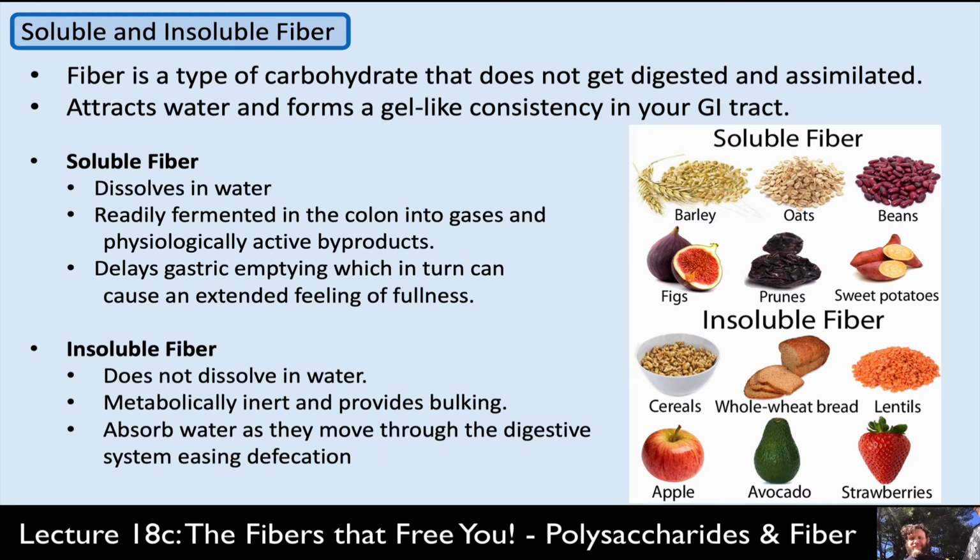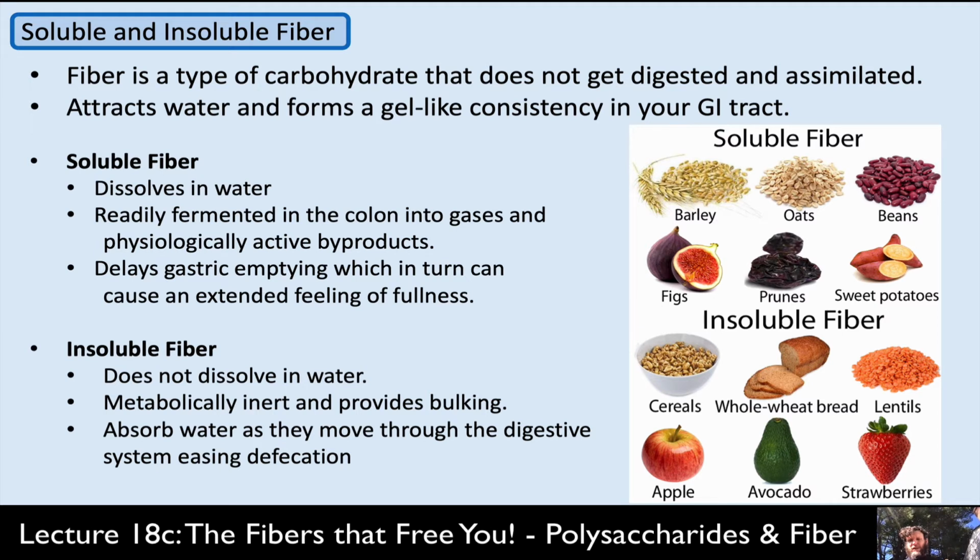Okay, here are some foods that are high in soluble and insoluble fiber. So we have the grains like barley, oats, beans, prunes, sweet potatoes, figs. Also, flaxseed and chia seed, very high in soluble fiber. If you take those seeds and you soak them in a little bit of water and come back a couple minutes later, you'll notice they're very slimy. That's all the soluble fiber in them. All kinds of cereal grains, whole wheat bread, lentils, strawberries, avocados, apples, all sorts of fruits and vegetables are full of insoluble fiber as well.